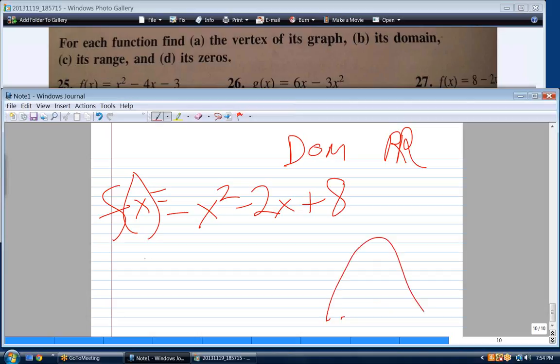I have the vertex at negative 1, 9, so the range would be y less than or equal to 9. Let's not introduce y since they didn't introduce it, but f of x is what the range is referring to. So what is it again? Is that correct? All numbers less than or equal to 9. Yes, that is correct. Okay.